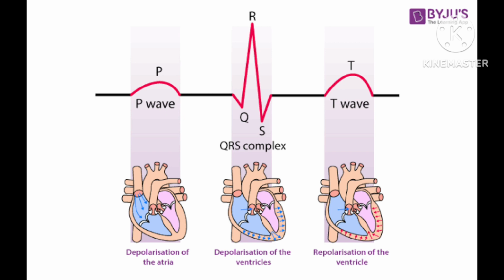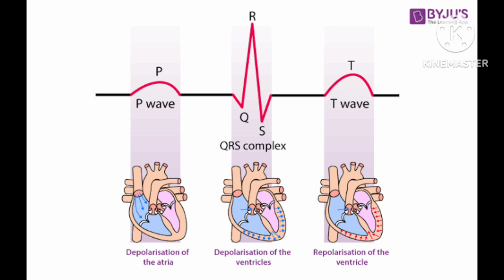Then the P wave is there, Q wave is there, R wave is there, S wave is there, T wave is there. These are the names of the waves. Different types of waves are there. I am telling you different types of waves: P wave, after that Q wave, after that R wave, S wave, T wave. These are the waves.